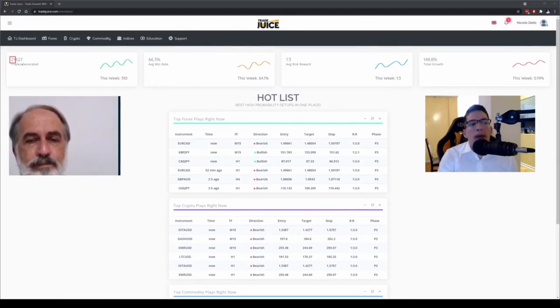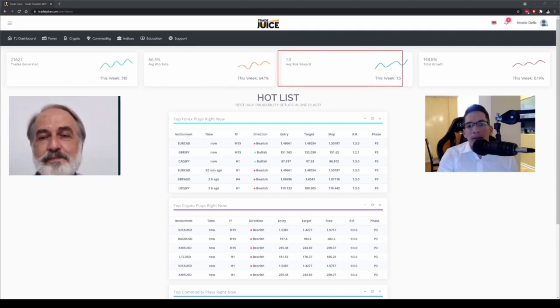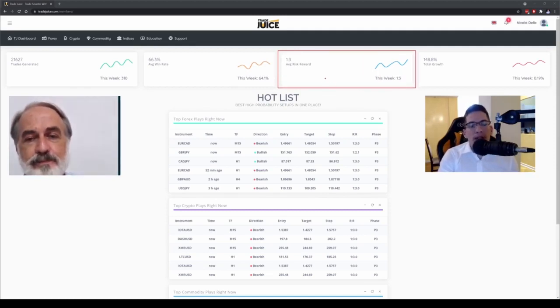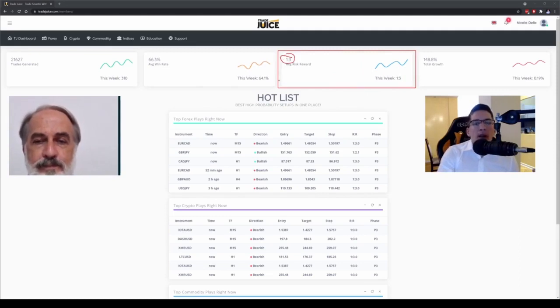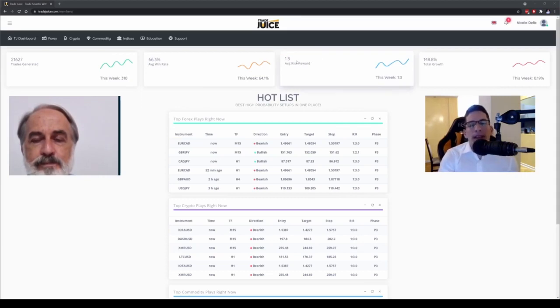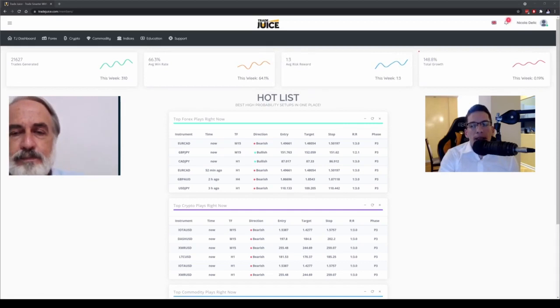We had over 21,000 trades, and that's amazing. This week alone, we had 310 trades, just from this platform. Now, after it, we have the statistic of our average risk reward, and it's 1 to 3. We can easily go higher, but we decide that at the end of the day, 1 to 3 is the risk reward that is more than enough, especially with the win rate that we have, to make sure that our clients are in profit.